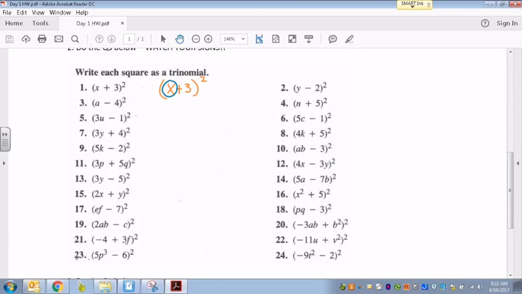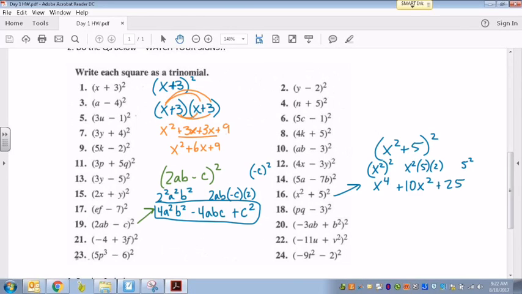So the first term is x, and we're going to square it. So x squared. The second term is going to be the first term times 3, and then we're going to double it. So x times 3 times 2 gives me positive 6x. And then the last term, we just square it. So 3 squared equals 9. So it's x squared plus 6x plus 9.